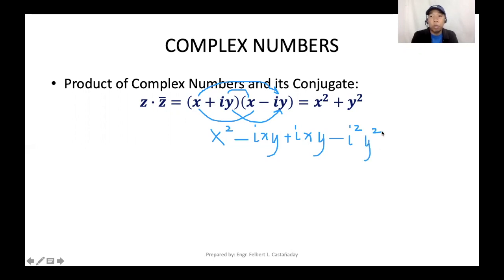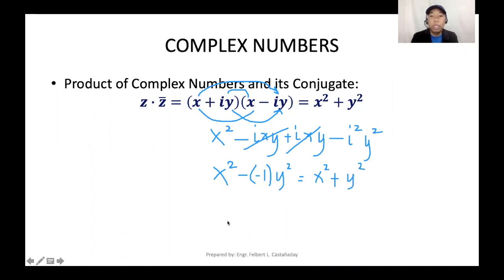This is just to show you that the product of a complex number multiplied by its conjugate is equal to the sum of the squares. We can see from here that they are like terms but with different signs, so we can cancel them. So the result is x squared. And you know that i squared is equal to negative 1. That's why we have y squared. Negative times negative is positive.